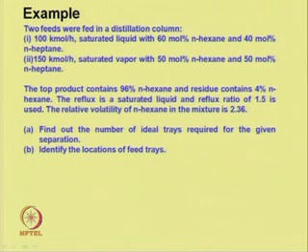The top products contain 96% n-hexane and residue contains 4% n-hexane. The reflux is a saturated liquid and the reflux ratio of 1.5 is used. The relative volatility of n-hexane in the mixture is 2.36. Find out the number of ideal trays required for the given separation and identify the locations of feed trays.